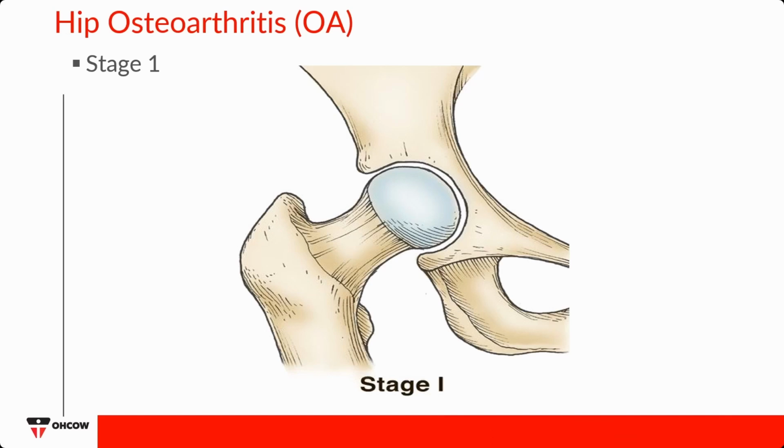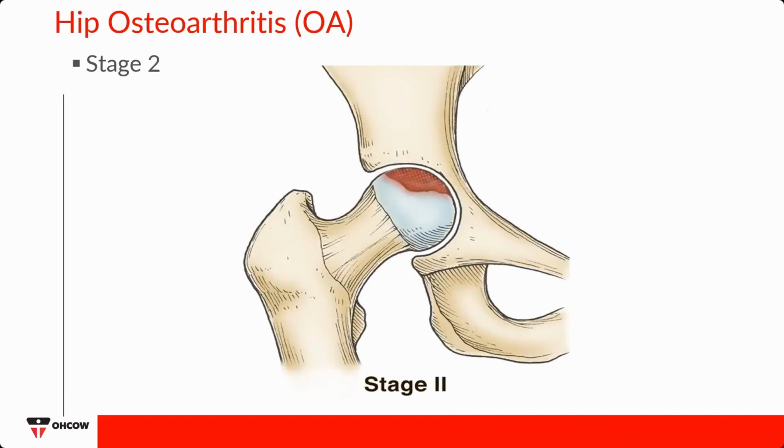Usually the x-rays, if done, do not correlate to function or pain impairment experienced by the patient. So what you see in x-ray does not always correlate well with the level of pain or level of function that you see. In stage 2, this is mild hip osteoarthritis.